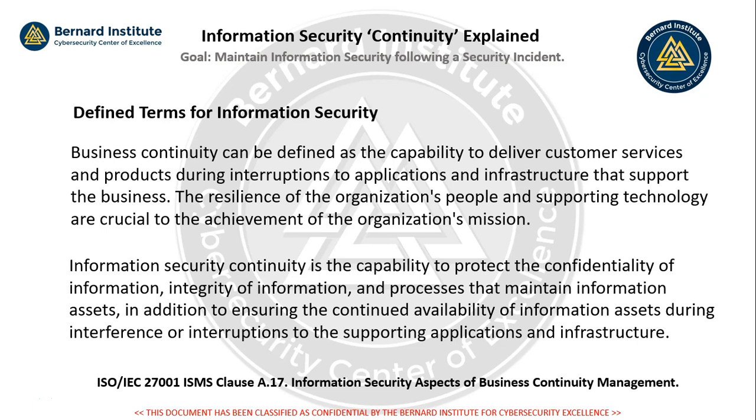We want to make sure that those information assets, during any type of interference or interruption, continue to be available for the applications and the infrastructure so that the business can continue to operate. If you're looking for the reference, it's under ISO 27001, ISMS, Information Security Management System, Clause A.17, Information Security Aspects of Business Continuity Management.